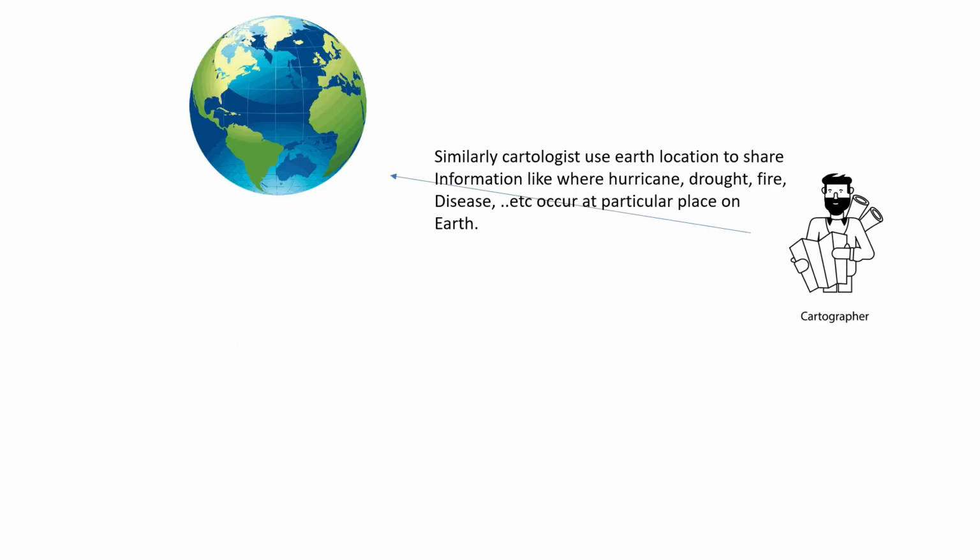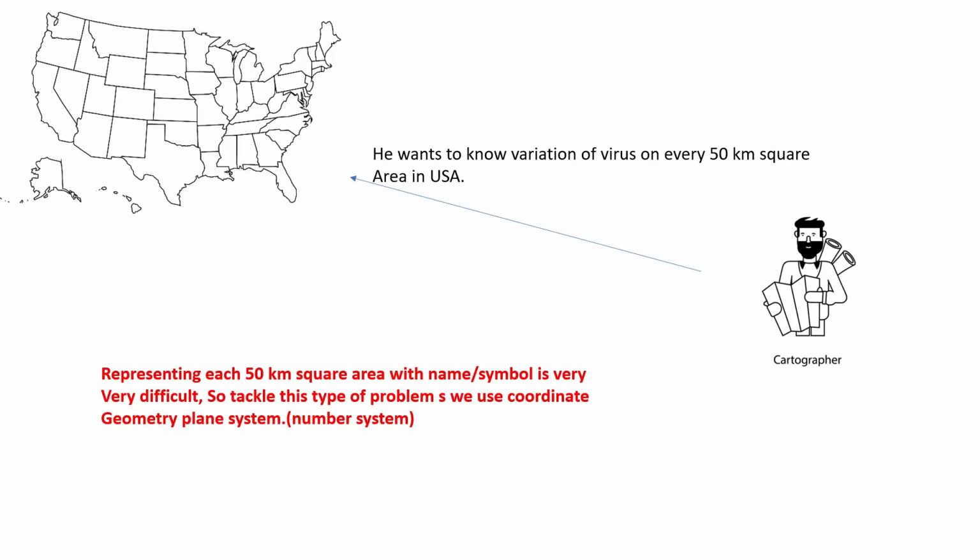Similarly, cartographers use Earth locations to share information, answering questions like where a hurricane occurred, where a drought has come, where a forest fire occurred, where a disease is spreading at a very fast rate. So for the question type "where", suppose a cartographer wants to know the variation of viruses in every 50-kilometer square area in the USA.